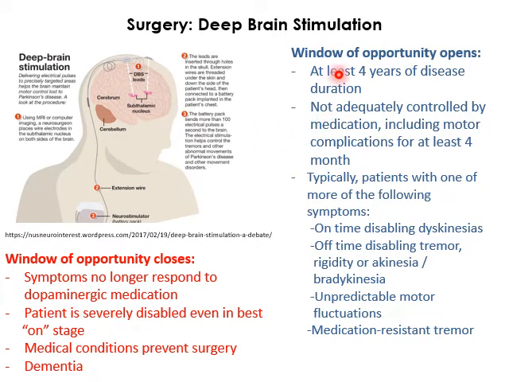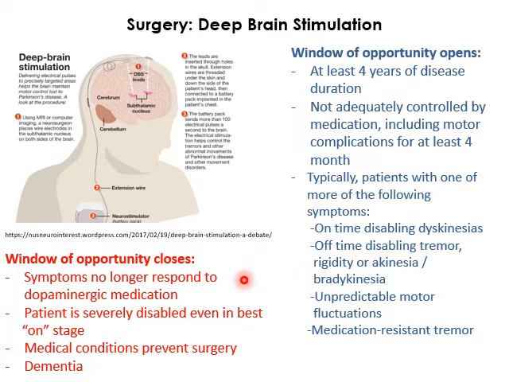The window of opportunity opens at least 4 years after disease onset, when the symptoms are not adequately controlled by medication, including motor complications for at least 4 months, and when patients display one or more of the following: on-time disabling dyskinesia, off-time disabling tremor, rigidity, akinesia or bradykinesia, unpredictable motor fluctuations, and medication-resistant tremor.